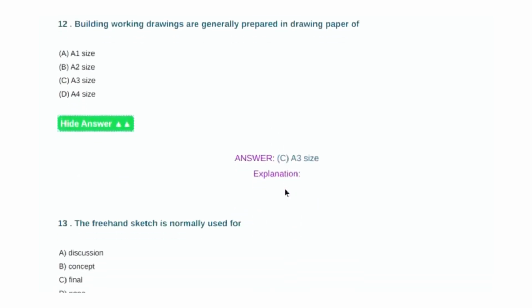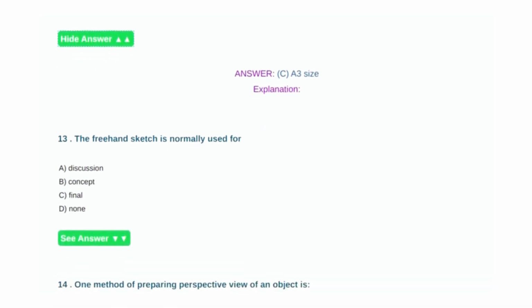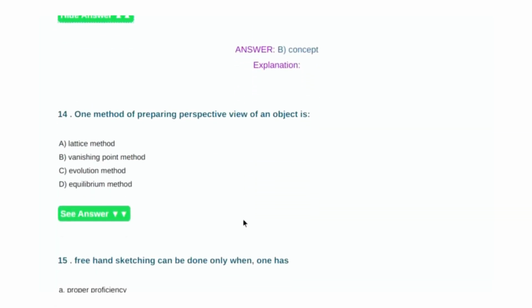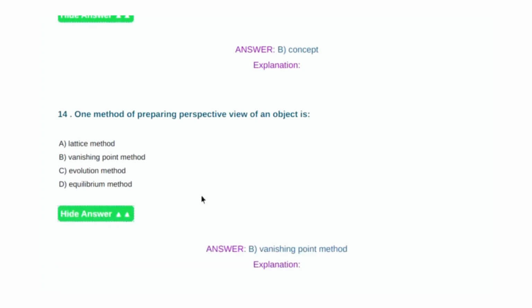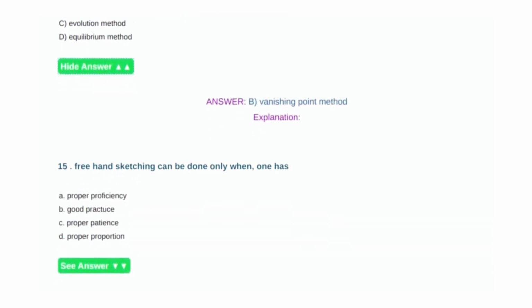Building working drawings are generally prepared in drawing paper of A3 size. The freehand sketch is normally used for concept discussion. One method of preparing perspective view of an object is, I think, lattice method. No, the vanishing point method.